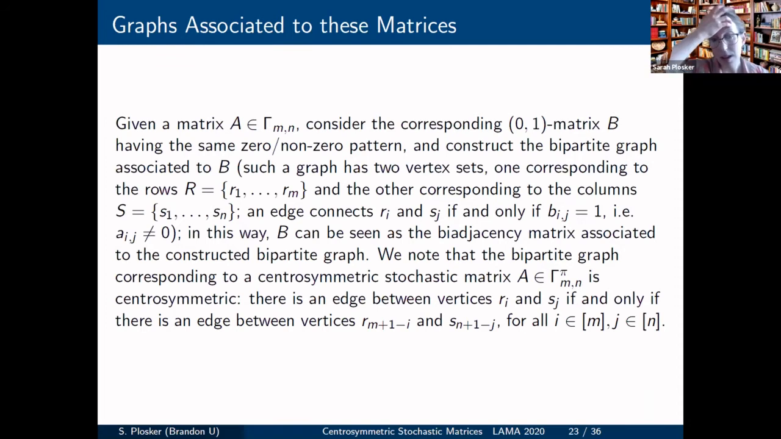And the graph corresponding to a centrosymmetric stochastic matrix is also centrosymmetric in that there's an edge between vertices Ri and Sj if and only if there's an edge between vertices R(m plus 1 minus i) and S(n plus 1 minus j). Okay, so a centrosymmetric matrix gives way to a centrosymmetric graph.